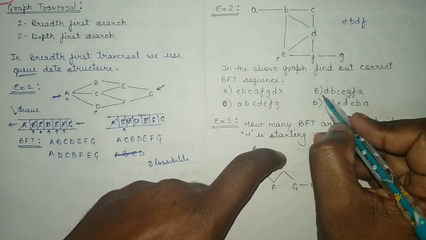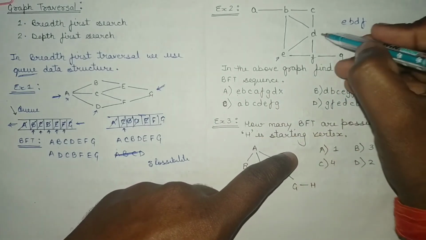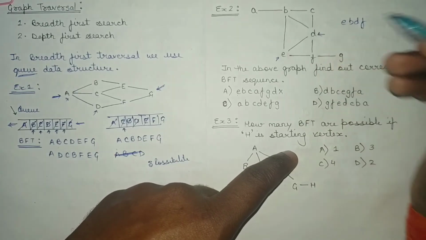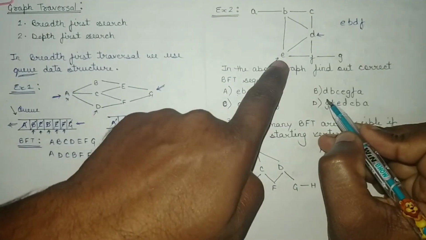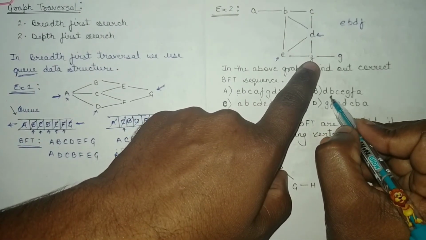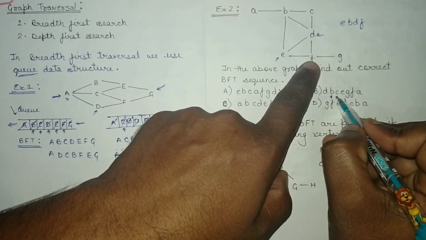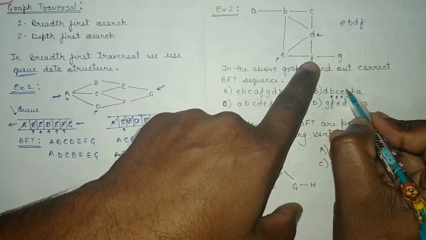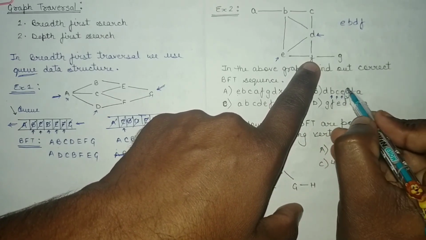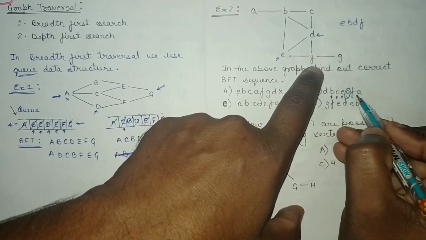Now let's move on to the B option. Here it is starting from D. So D, what are the possibilities? B, C, E, F. They take B, which is okay. After that they take E, C, which is okay. Then E, which is okay. But here you can see they took G before this F, which is not possible.